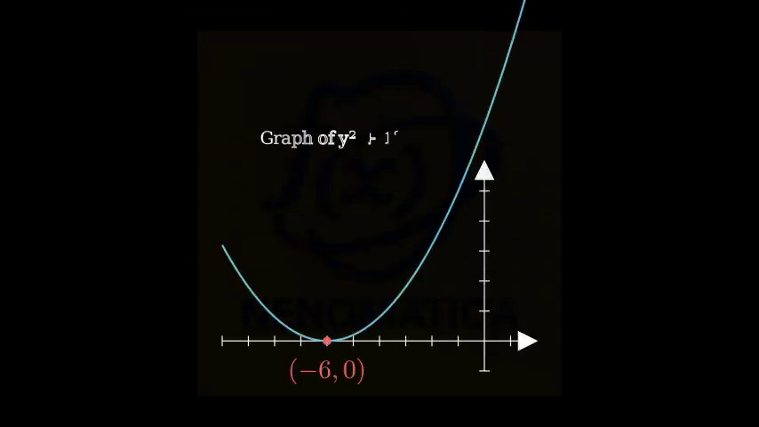Let's visualize what this means graphically. The quadratic equation y squared plus 12y plus 36 equals 0 represents a parabola. Since we found that y equals negative 6 is a repeated solution, this means the parabola touches the x-axis at exactly one point, which is negative 6.